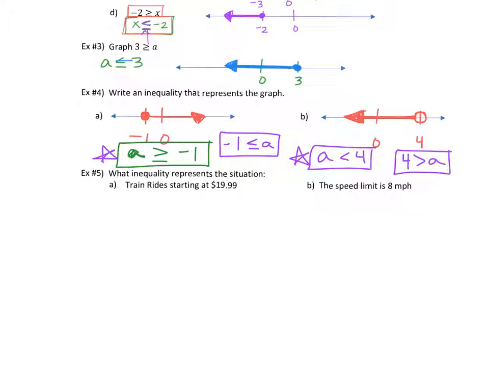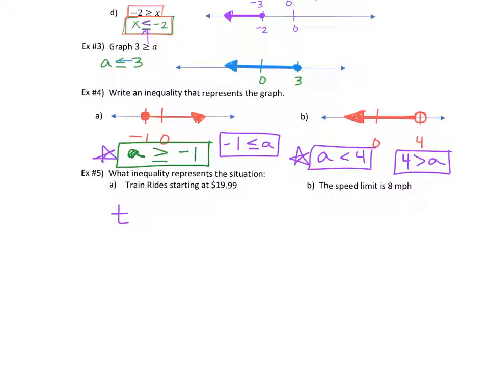Okay, last one. This is more real world, and I feel like this type of thing is really good for reasoning through a real life scenario. So for instance, it says what inequality represents the situation. This one says train rides starting at $19.99. Okay, so if my train rides are going to be T, can you write an inequality with T for me?